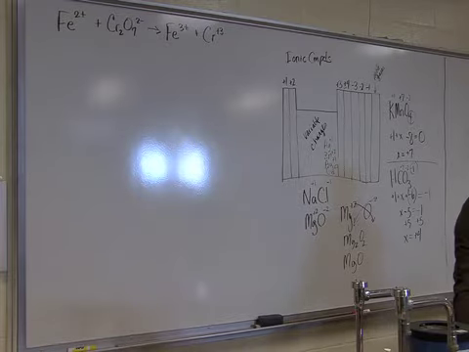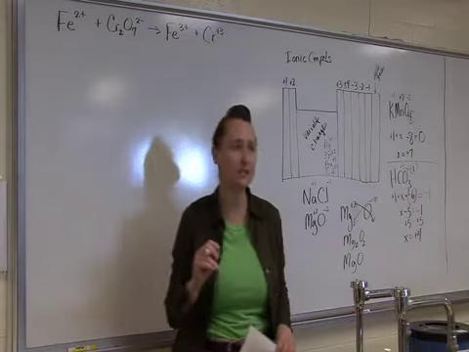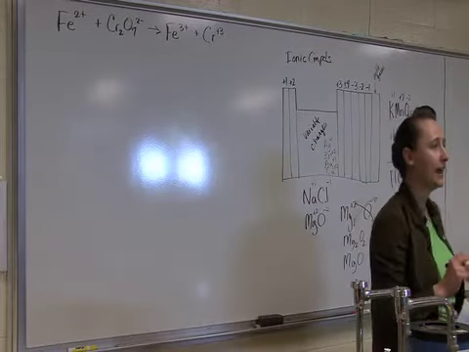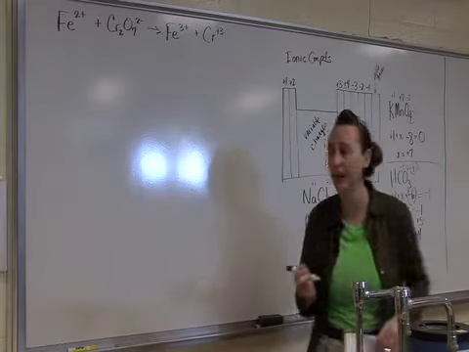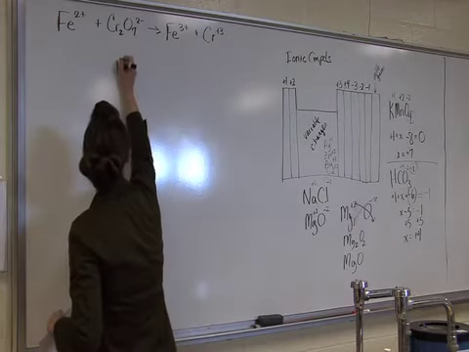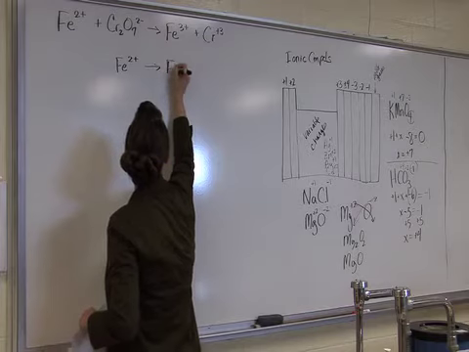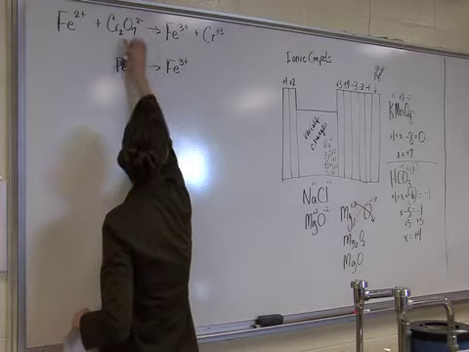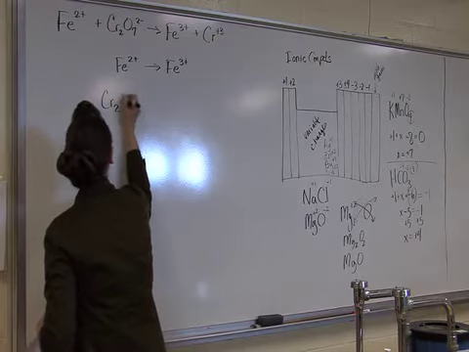All right, so the steps are listed for you in your lab manual, and I'm going to go through those. So the first step is to separate it into the half reactions. The easiest way to do that is to group the like elements. So I'm going to take the iron and group that together. And I'm going to take the chromium stuff and group that together.